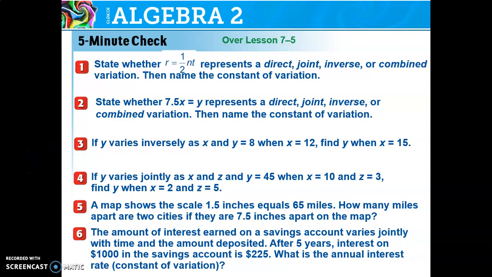Okay, number 1 is joint variation with a constant of 1/2. Number 2 is direct variation with a constant of 7.5. Number 3, 6.4. Number 4, 15. Number 5, 325 miles. And number 6, 4.5%.